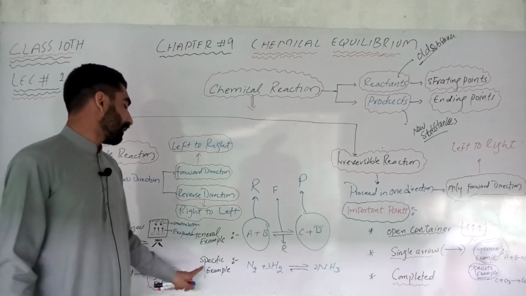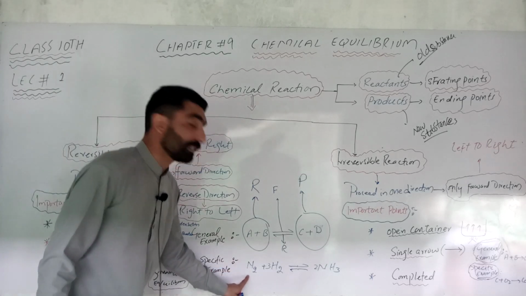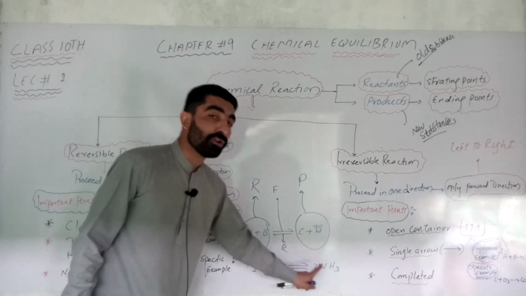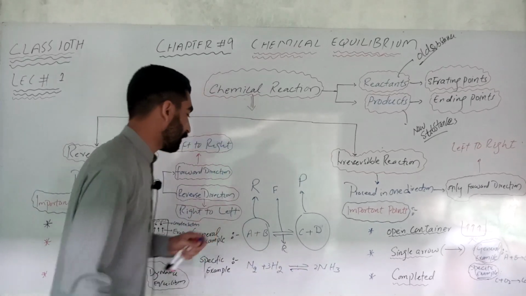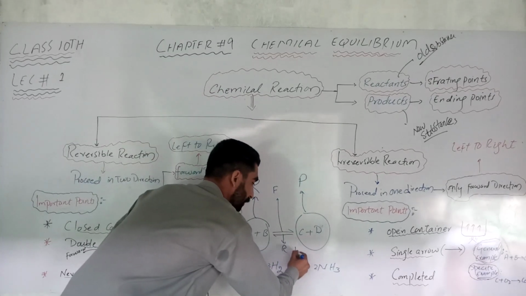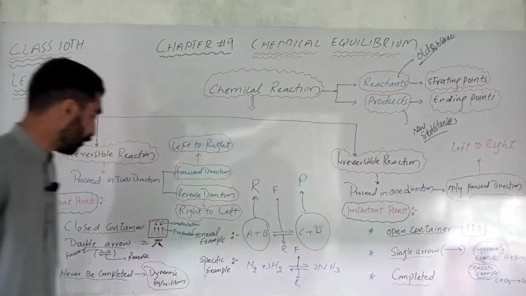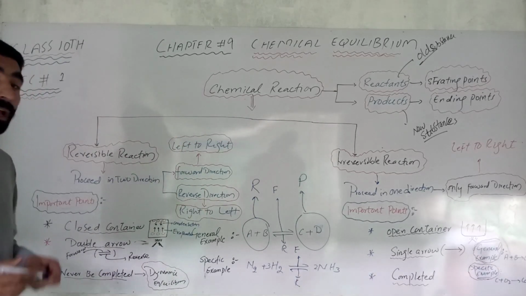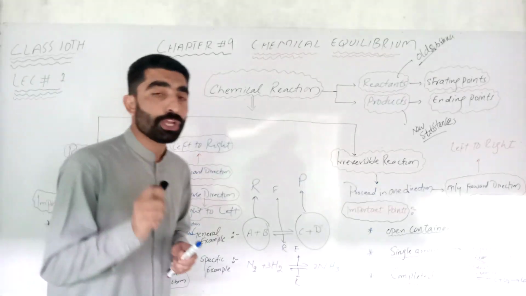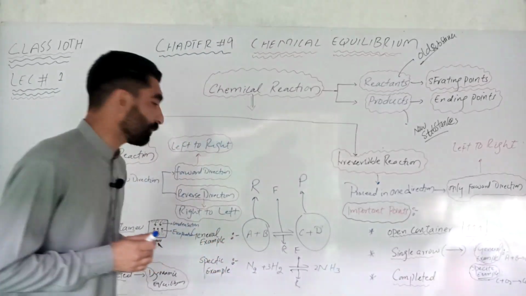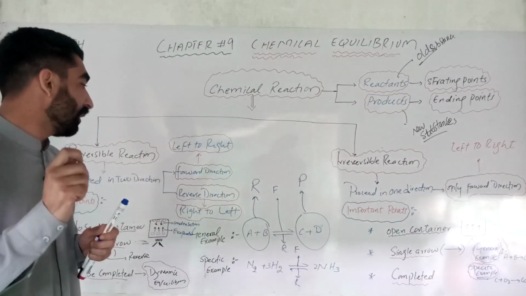Now the specific example is nitrogen gas reacting with hydrogen gas to form ammonia, NH3. The first is evaporation and the second is condensation. So again, define reversible reaction: a reaction which can proceed in two directions. The first direction is the forward direction and the second is the reverse direction.